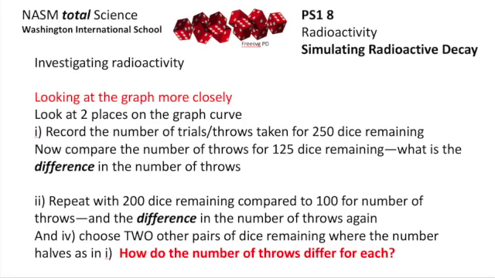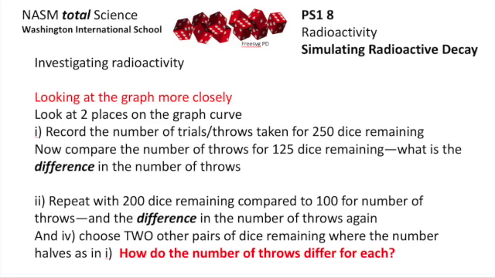So to start with, look at 2 places on the curve of the graph. And so, for example, record the number of throws that you took for 250. Go as close as you can, because not all the numbers are exact, and sometimes you might have to put half a throw to get that, but I will leave you to look at what is needed. Now compare the number of throws for 125 dice remaining. So you're halving the number. What's the difference between those 2 numbers of throws?